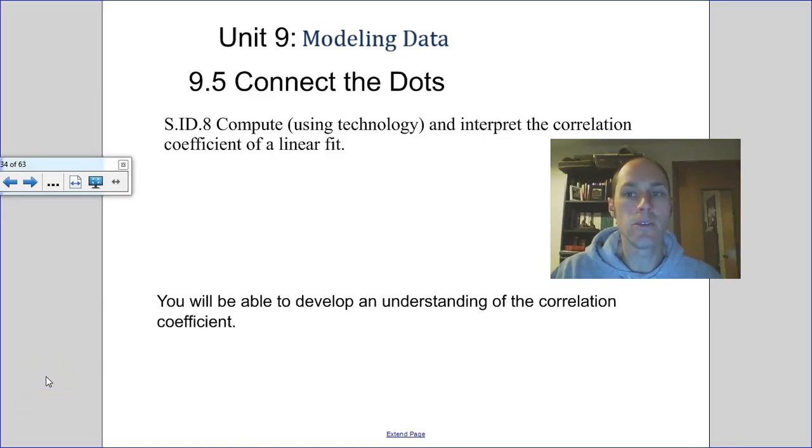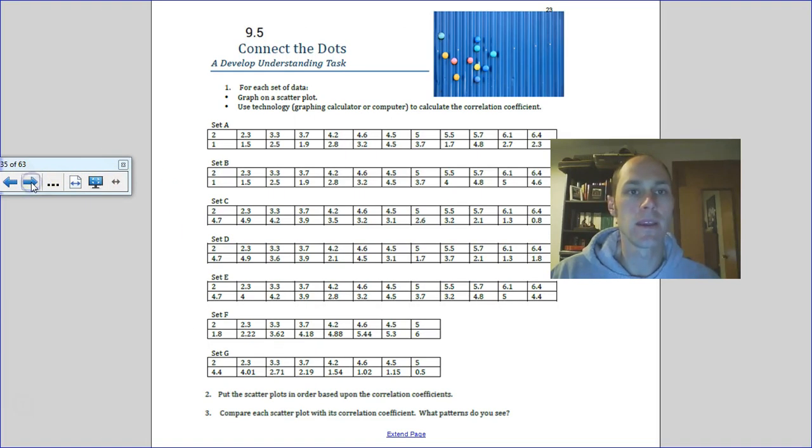All right, as we continue our unit on modeling data, we're going to do a lesson called Connect the Dots, where we create some scatter plots and we'll use technology. I'll show you how to use Desmos to create the correlation coefficient of the linear fit of the data, and as we do that, we'll help develop an understanding of what the correlation coefficient tells us.